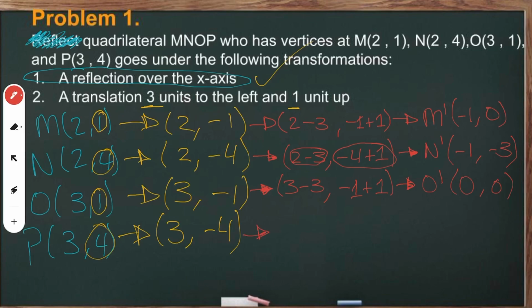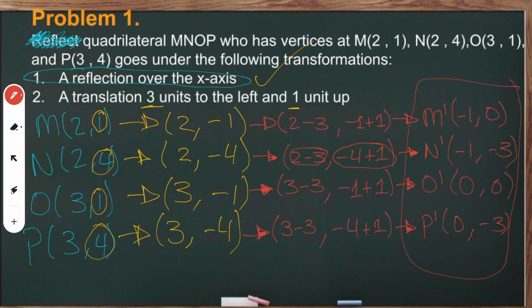And last but not least, P. Again, we're translating to the left. So we're subtracting 3 from our x value. So it'll be 3 minus 3. And we're moving up 1 unit. So we're adding 1 to our y value. So it'll be negative 4 plus 1. And this gives us P prime. 3 minus 3 gives us 0. Negative 4 plus 1 is negative 3.